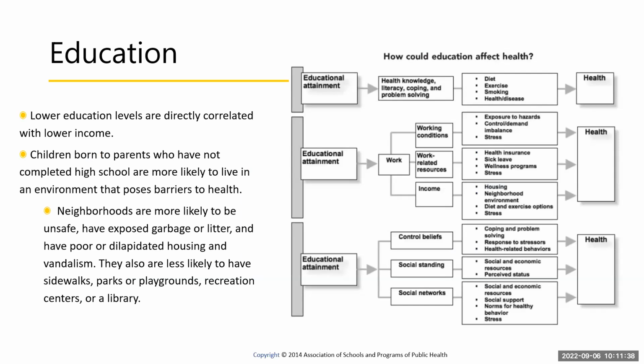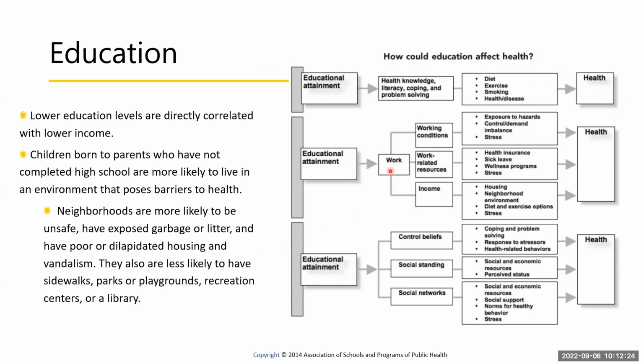So let's just look at education. Education is the one that I tend to use as an example when I talk about the social determinants of health. Lower education is directly correlated with lower income. And children born to parents who did not complete high school are more likely to live in an environment that poses barriers to health. Their neighborhoods are more likely to be unsafe, like we talked about earlier. And I love this graphic because it shows how educational attainment is tied to health knowledge, literacy, and coping. If you have a lower level of education, you're more likely to be a smoker. So there's that.